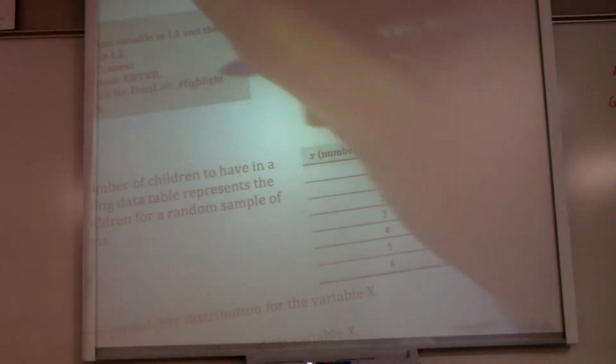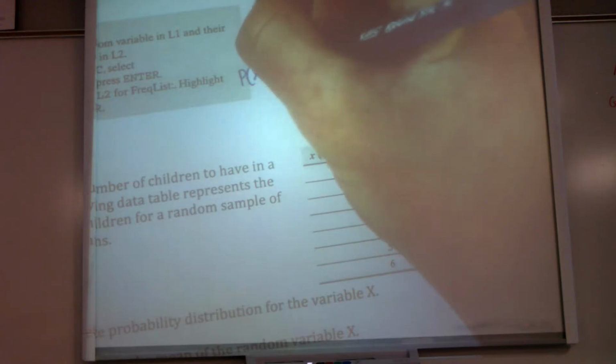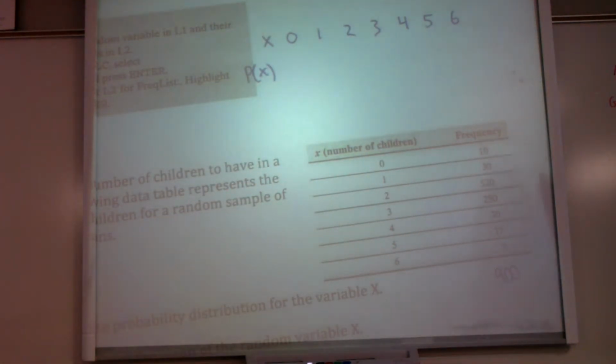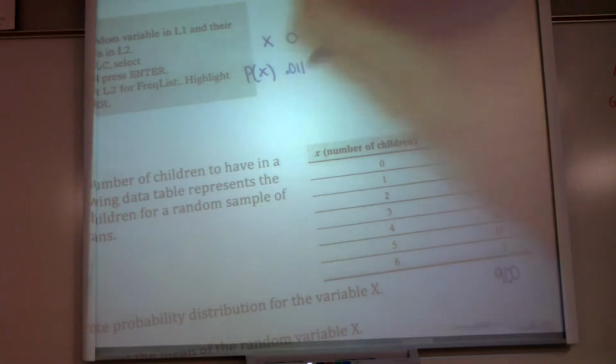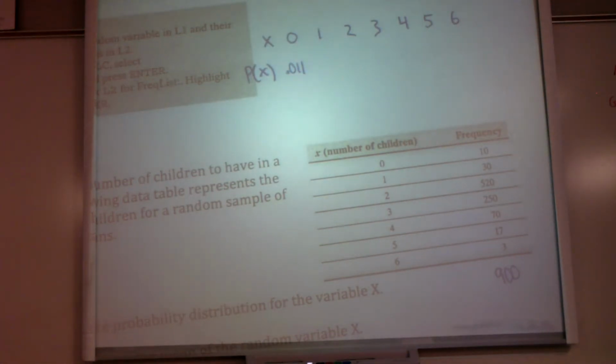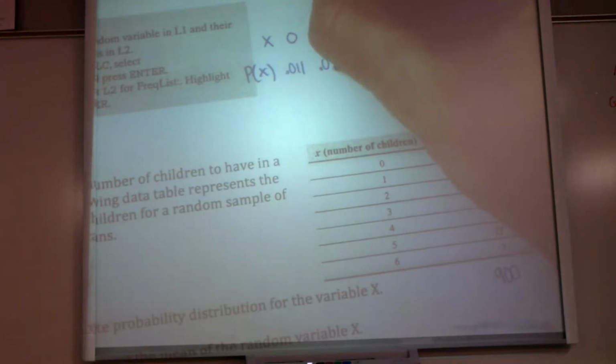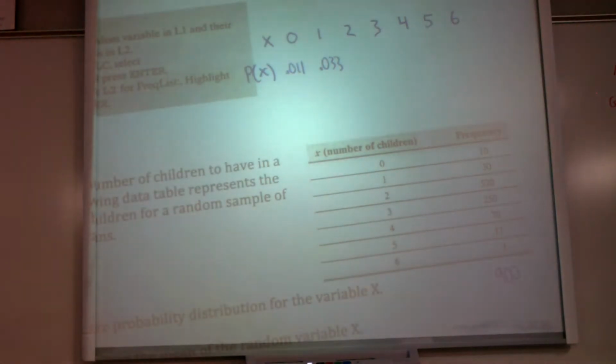Now what we want to figure out is what's the probability of each of those values. 10 out of 900 people said their ideal number of children is no children. They don't want kids. So then how do we figure out that as a probability? Well, that's when we go in our calculator, we do 10 out of 900, and that gives us 0.011. Then we'll go to 1 out of 900, and that's 0.033. 2 children had 520 out of 900. That was our highest. That's 0.578.